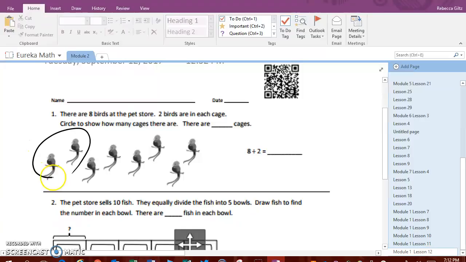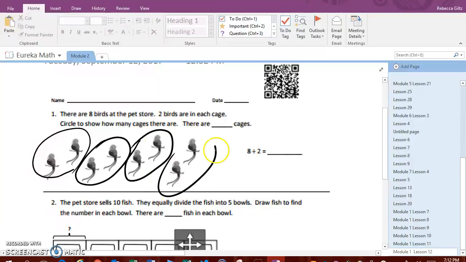So I'm going to circle 2. That represents 1 cage. 2 more, 2 more, and 2 more. So you should have this on your problem set. So if I have 8 birds divided into groups of 2, so this is the size of the group right here, this tells me how many cages I need. If I count it up, I have 1, 2, 3, 4 cages. So I'm going to put 4 here and 4 here. That tells me 8 divided by 2 is 4. This is your number of groups. Okay?